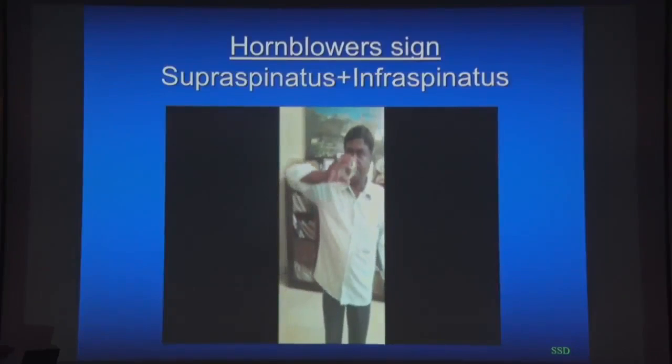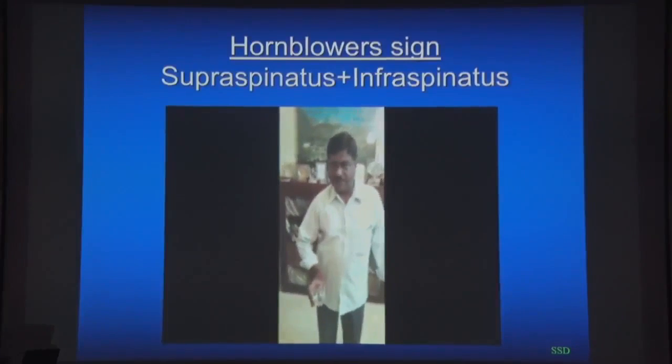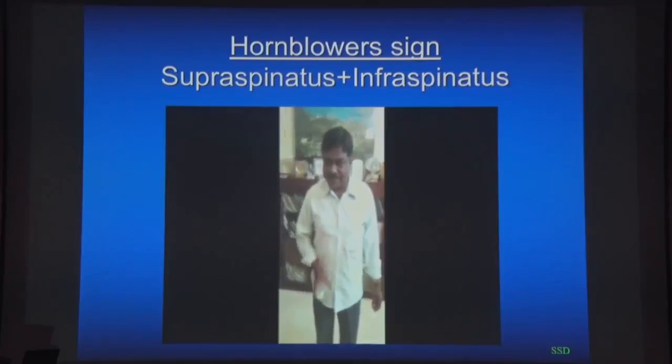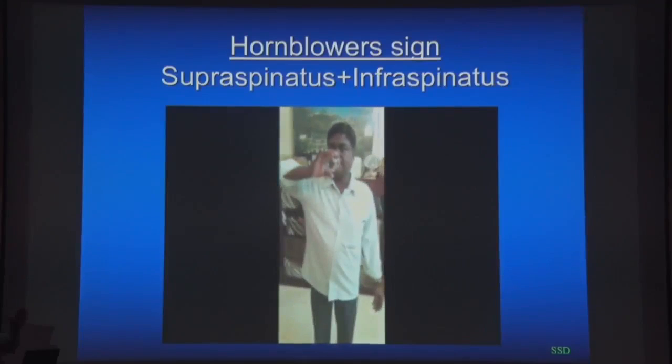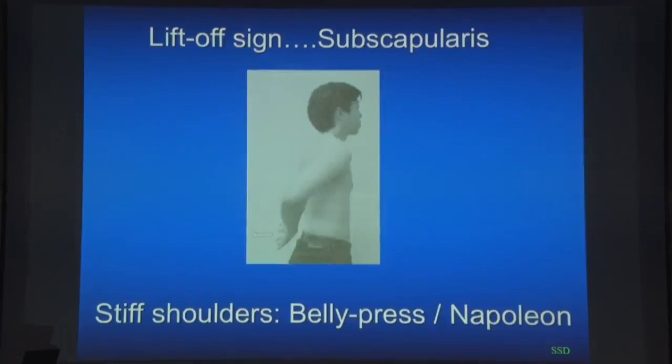Then the hornblower sign. The same patient has an infraspinatus tear with teres minor intact. So with the arm adducted, he is not able to externally rotate, and with the arm abducted, he can. That means his teres minor is intact. So he has to abduct to externally rotate, and that is truly a hornblower sign positive. Patte described this: external rotation and giving resistance to external rotation in an abducted position to check for teres minor.